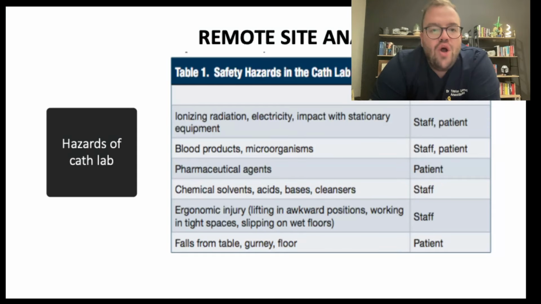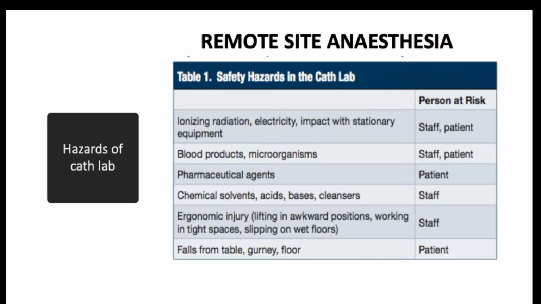And so what are the hazards of the cath lab? Well, it's to both us and the patient. It is the risk of ionizing radiation, okay? Very high risk. Remember, the cath lab with that rotating arm that gives them 3D images can be very high in ionizing radiation. And if it's a long procedure, they scan and expose for a long time. Then there's electricity or impact with stationary equipment, and blood products and microorganism risk.